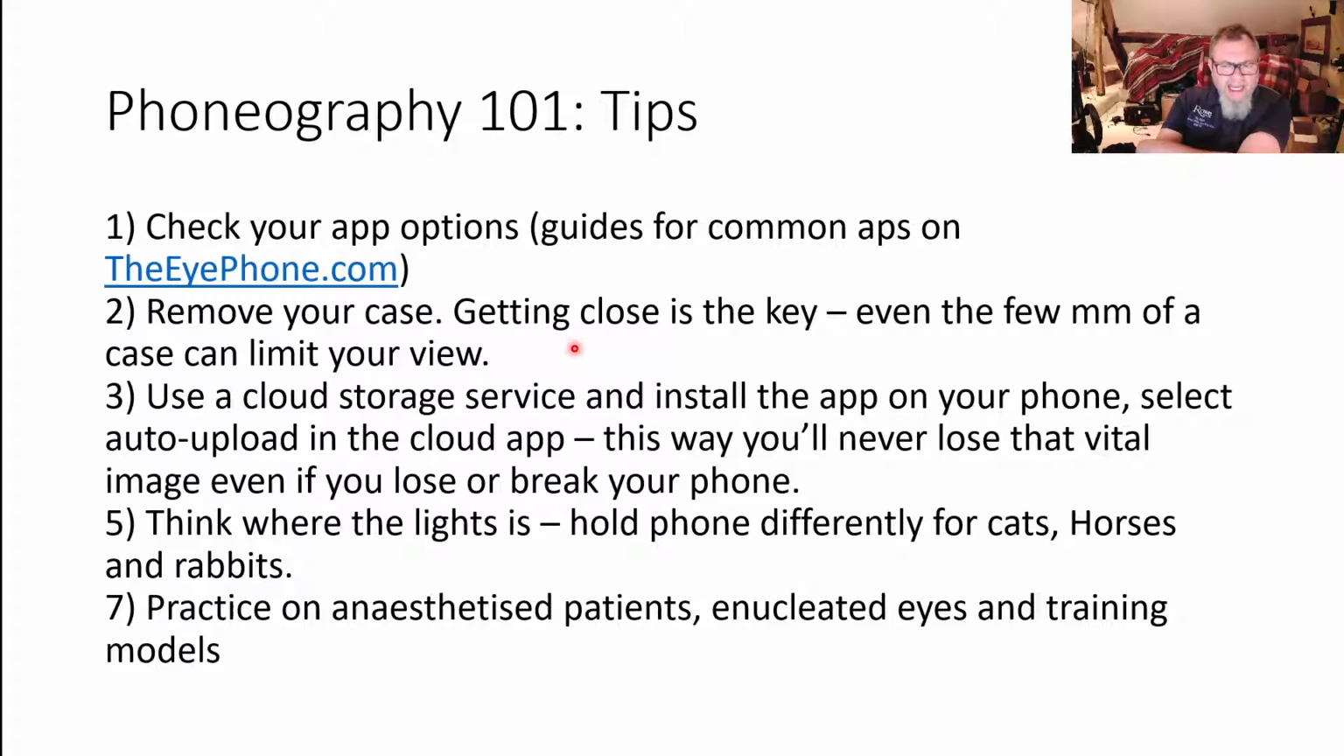Think where your light is. Pupil shapes are different in different species. In cats, they're obviously a vertical slit pupil. In horses, it's a horizontal pupil, and in rabbits, it's also a vertical oblate pupil. Sedated patients, enucleated eyes, training models, and euthanized pets are all really useful ways of training to be able to see the fundus with a still patient.